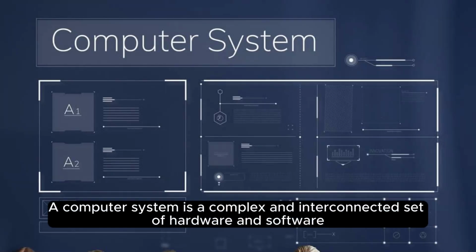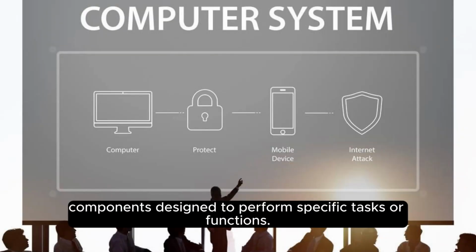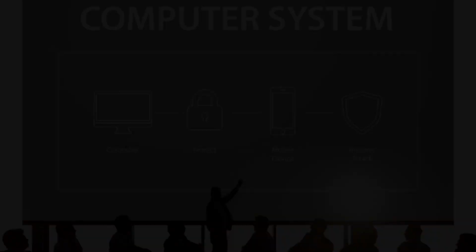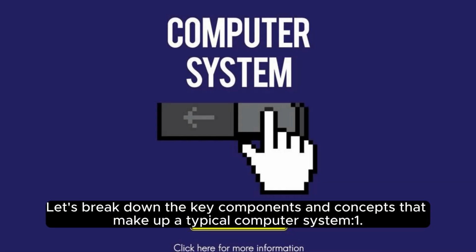A computer system is a complex and interconnected set of hardware and software components designed to perform specific tasks or functions. It plays a fundamental role in processing, storing, and managing information. Let's break down the key components and concepts that make up a typical computer system.